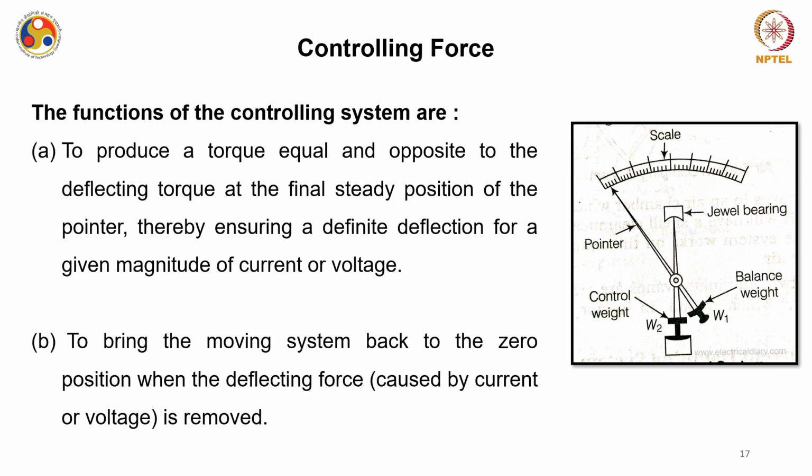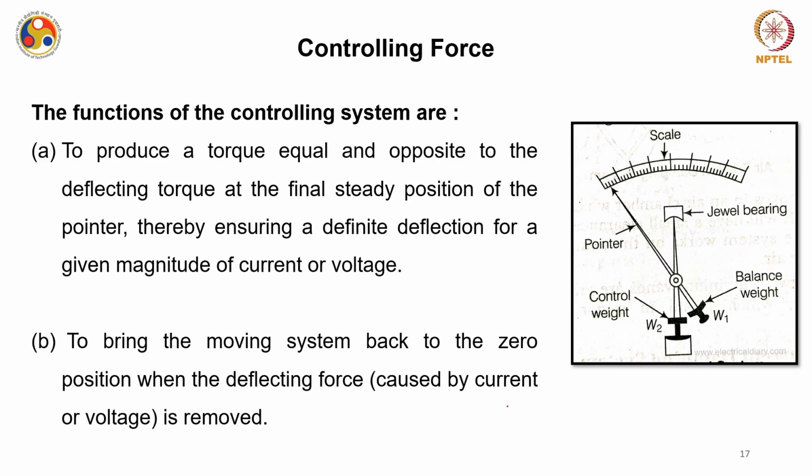If I summarize, the function of the controlling system which is producing this controlling torque is to produce a torque equal and opposite to the deflecting torque at the final steady state position of the pointer, ensuring a definite deflection for a given magnitude of current and voltage. So you are removing any uncertainty or indefinite deflection in the pointer by utilizing this controlling system.